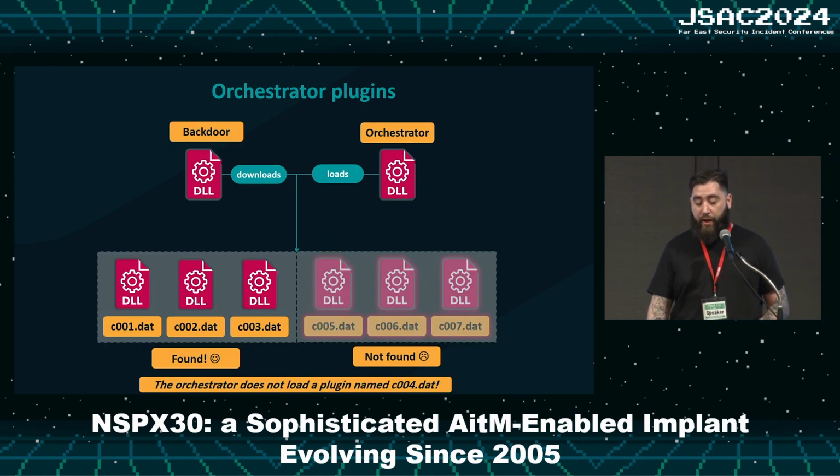The orchestrator has its own set of plugins. The file names begin with the letter C. And as far as we know, based on the orchestrator code, there are 6 plugins that it can load. The plugins are downloaded by the backdoor by request of the attackers. For example, we only found plugins 1, 2, and 3, and we are missing the rest, which we know are loaded in the process of applications such as Skype, Telegram, and WeChat.